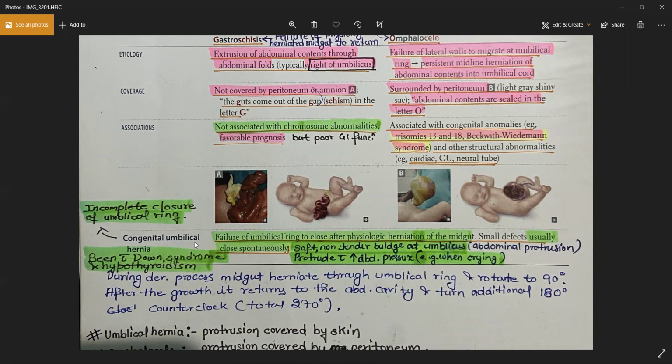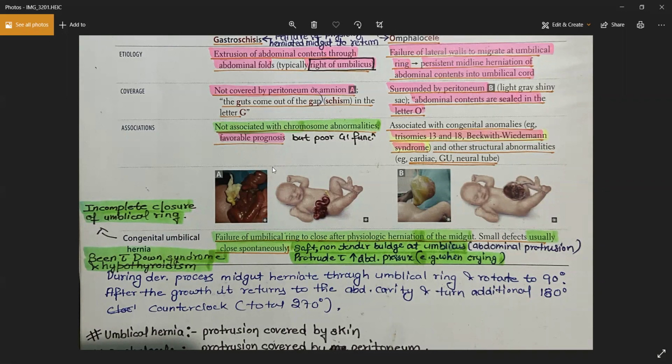Whenever you compress, the hernia will be resolved, and as soon as the pressure inside the abdomen rises, whenever the baby cries or strains, the contents will again herniate out. So it is a reducible type of hernia, and it is covered by the skin. Whenever Step 1 describes a protrusion covered by the skin, that means it is a congenital umbilical hernia. Whenever the protrusion is covered by a membrane, not by the skin, that means it is omphalocele. Whenever the protrusion is not covered by anything, not by any membrane, that means it is gastroschisis.